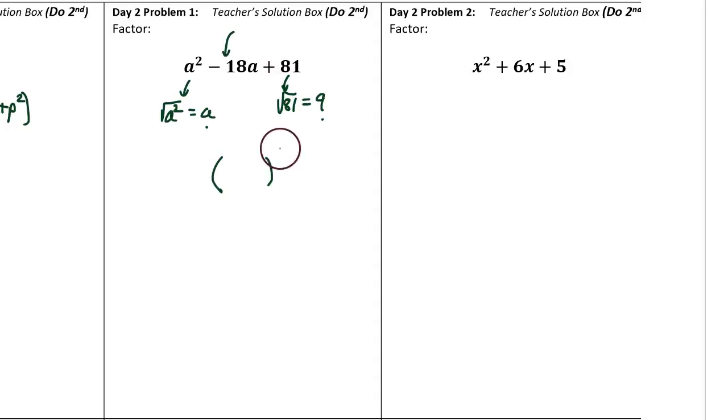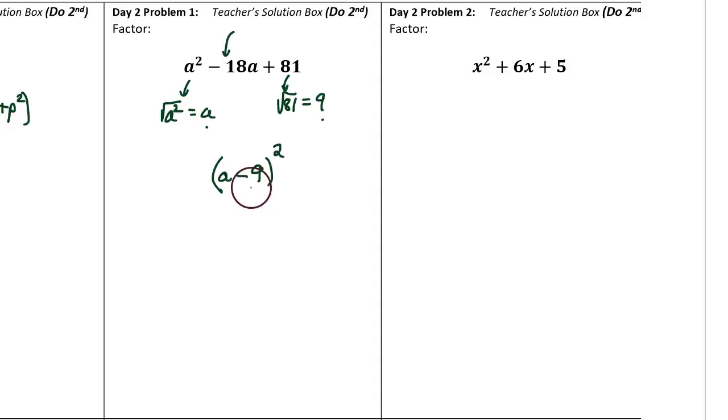One set of parentheses, squaring on the outside. The number that goes in the first position is the A, the thing that we got when we did the square root of A squared. The number that goes in the last position is the 9, the thing that we got when we did the square root of 81. Because the trinomial has a minus sign in the middle, this needs a minus sign in the middle.